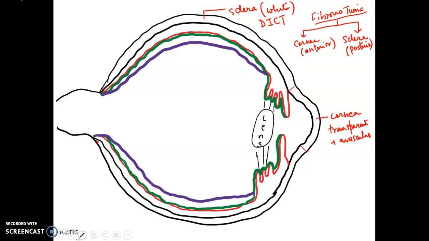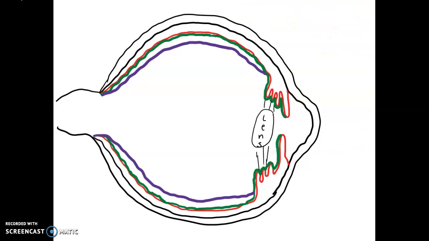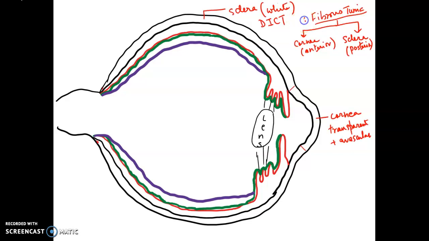Anyway, the layer deep to the fibrous tunic is called the vascular tunic. So I'll label the fibrous tunic as number 1. Moving on to the next layer, which is the vascular tunic. The vascular tunic is this layer. I'll just put red dots here. This layer is the vascular tunic.